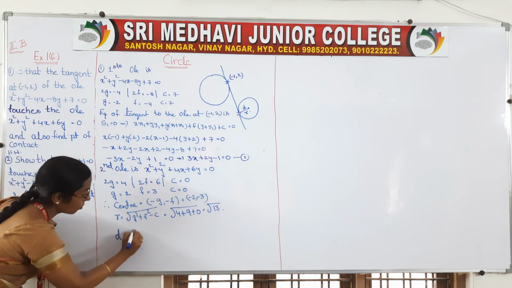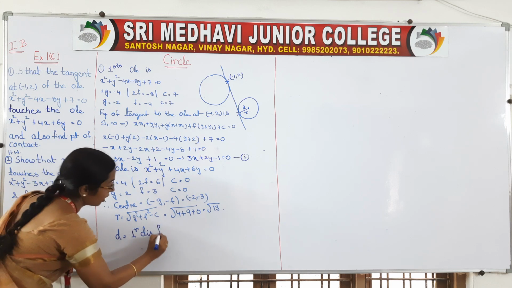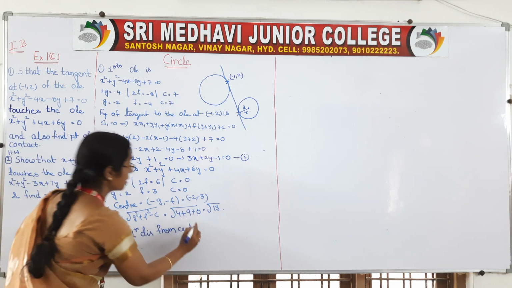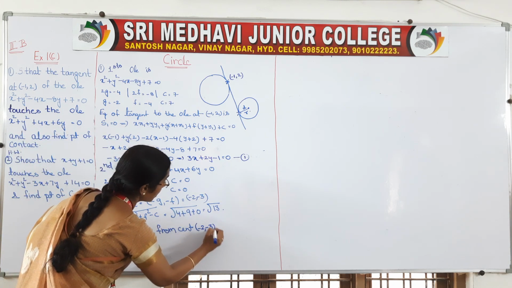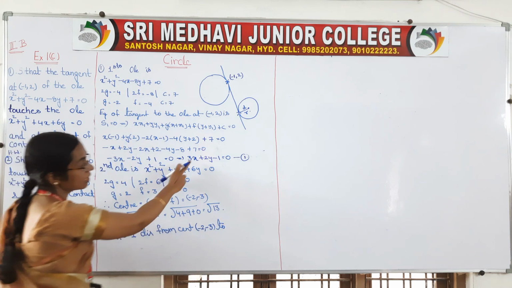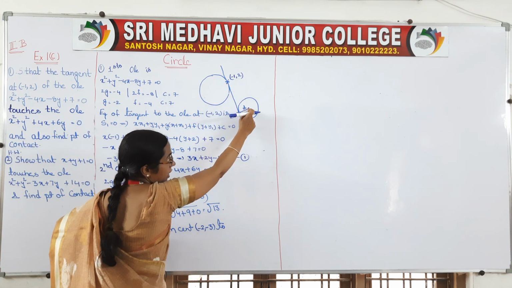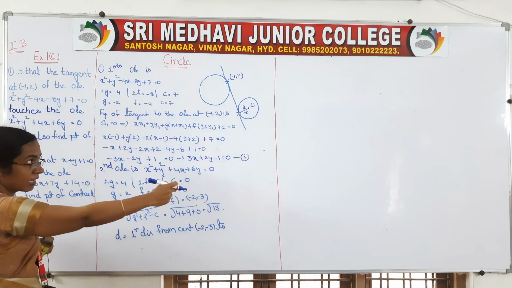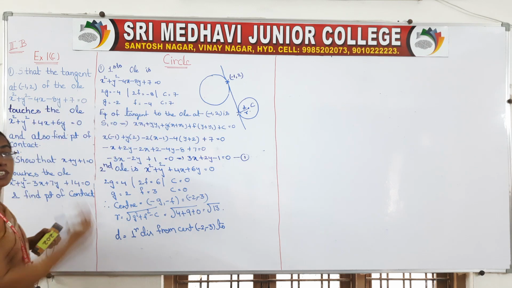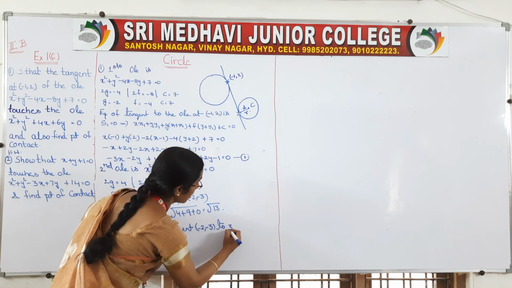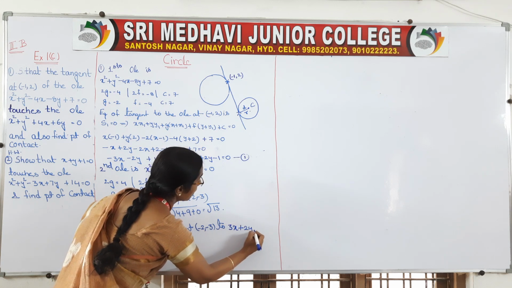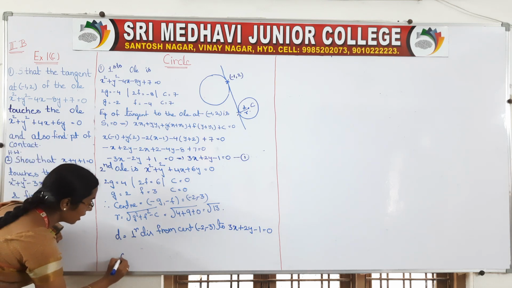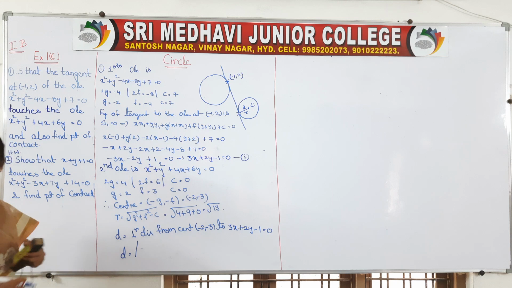D is equal to the perpendicular distance from the center. What is the center? We have taken center as minus 2 comma minus 3, to which line? This line, right? D is nothing but the perpendicular distance from the center to this line. That line is nothing but the tangent of the first circle. So what is that line equation? It is 3x plus 2y minus 1 is equal to 0. So you know the formula of D. Already I said so many times, by your first year knowledge.